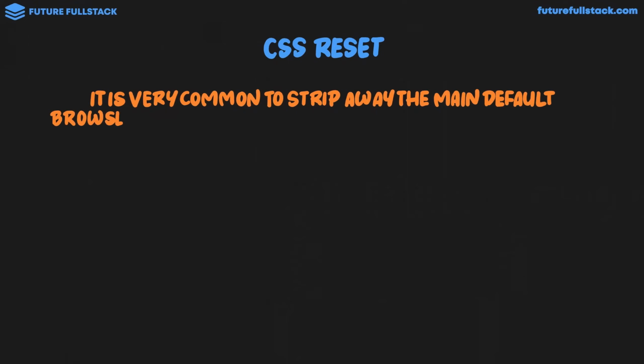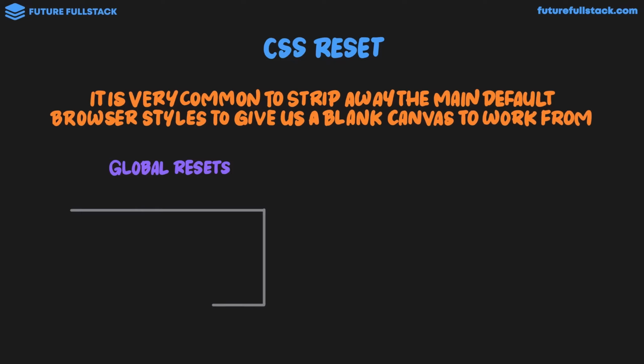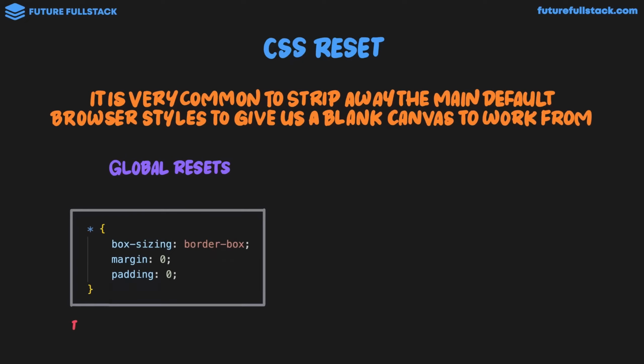So let's now talk about CSS reset. It is very common to strip away the main default browser's styles to give us a blank canvas to work from. So the global reset looks like this. Using our universal selector, which selects every single HTML element, we apply a margin of 0 and a padding of 0. And doing this removes all default margin and padding. And we've already covered box sizing border box earlier. So doing this will strip away all the default margin and padding applied to every single HTML element. It gives us a blank canvas to work from.